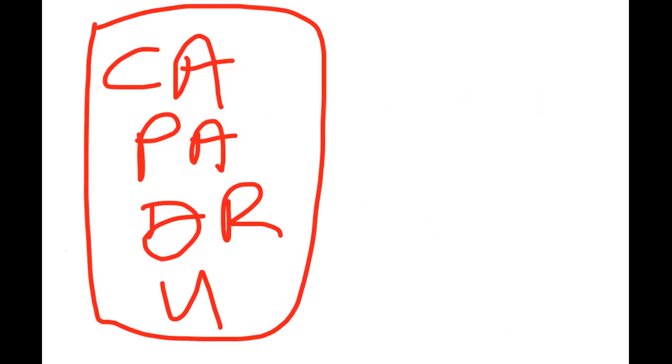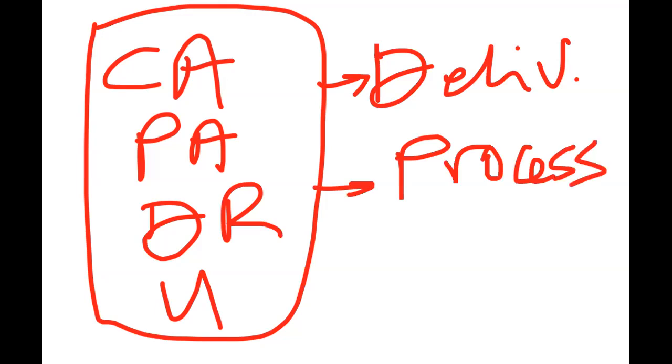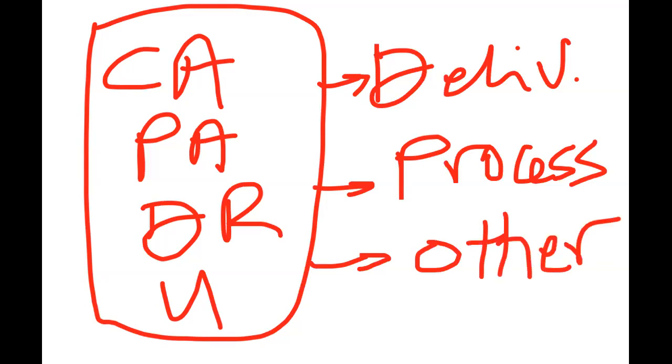So, corrective action, preventive action, defect repair, and updates. These could be for a product, service, or result, in other words, a deliverable. These could also be for a process. And it could be for any other change in the project. Okay?